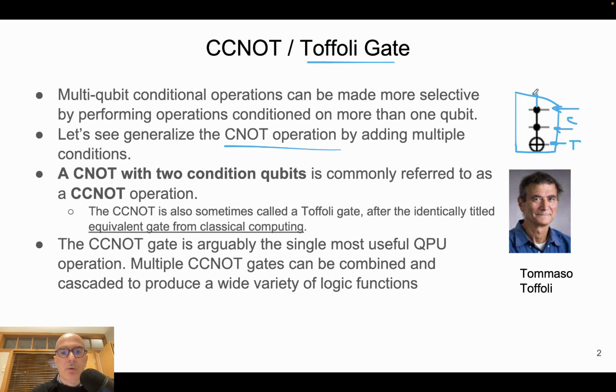A CNOT with 2 condition qubits is commonly referred to as a CCNOT, also called the Toffoli gate, from the name of the inventor in classical computing. It turns out that it is also a reversible classical gate. By far, CCNOT is one of the most important QPU operations. We will see in the next module that multiple CCNOTs can be combined in cascade to produce a wide variety of logic functions in quantum computing.